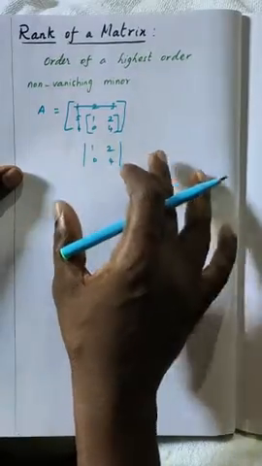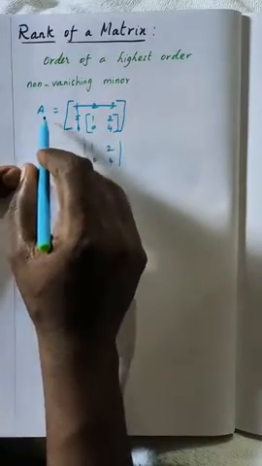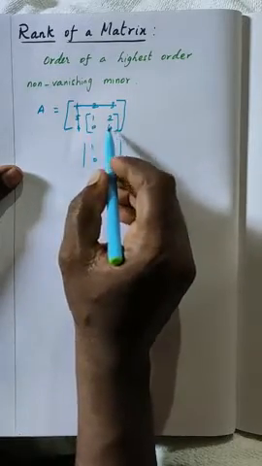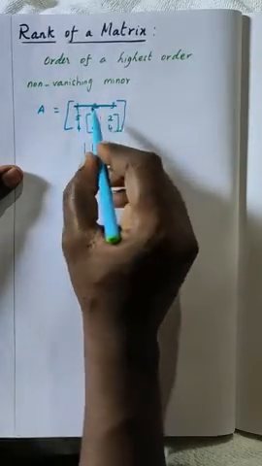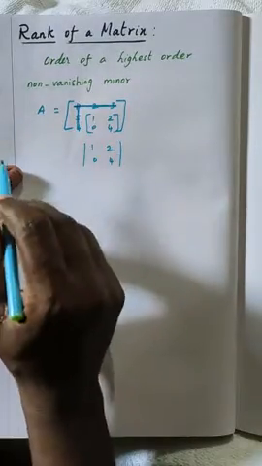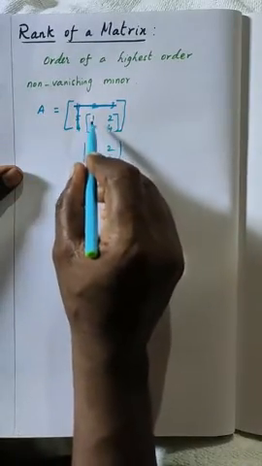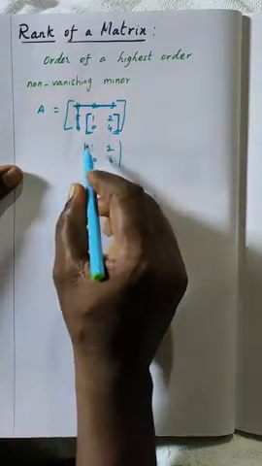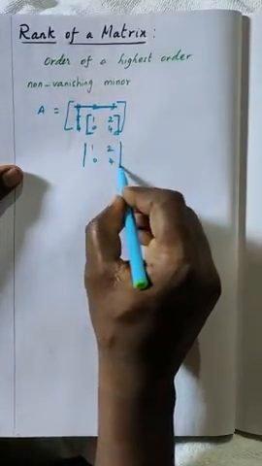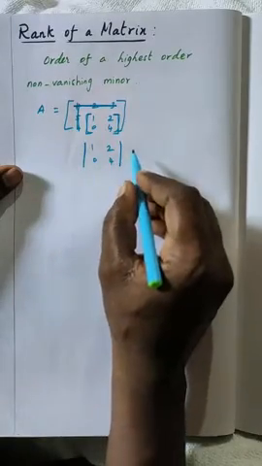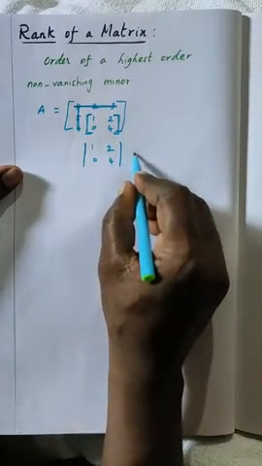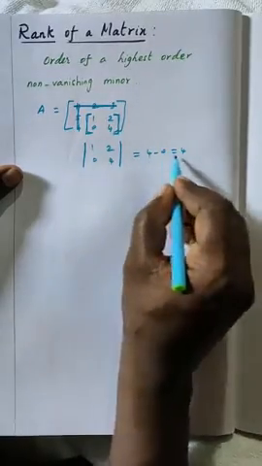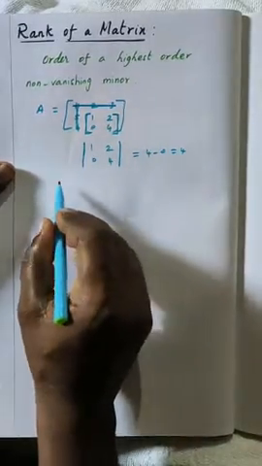For example, consider a matrix A having the elements 1, 2, 3, 5, 1, 2, 6, 0, 4, and we have to delete its row and column. Then we have the following elements here. This is a submatrix of A, and the determinant value of the submatrix is the minor. The value is 4 minus 0, which is equal to 4. This is the minor value of the submatrix.